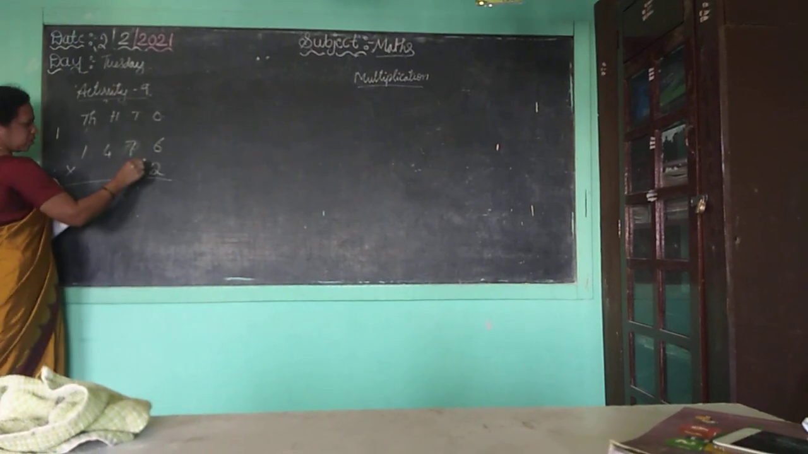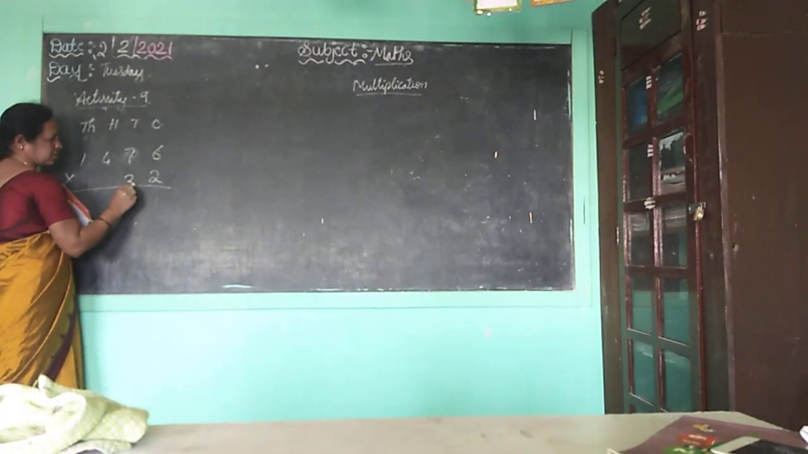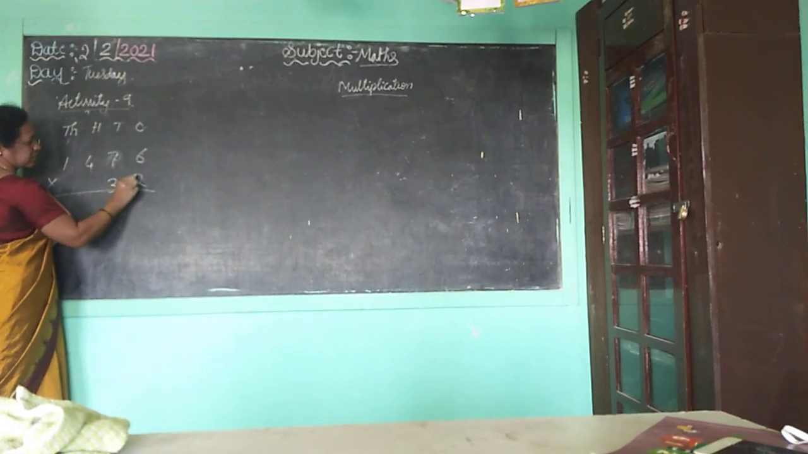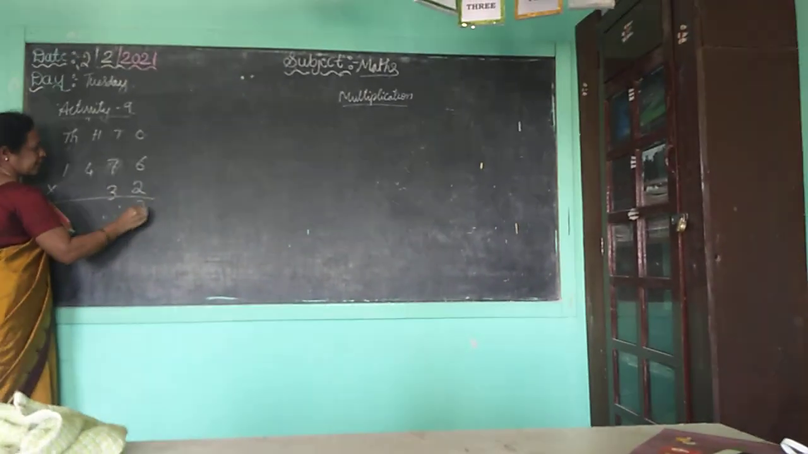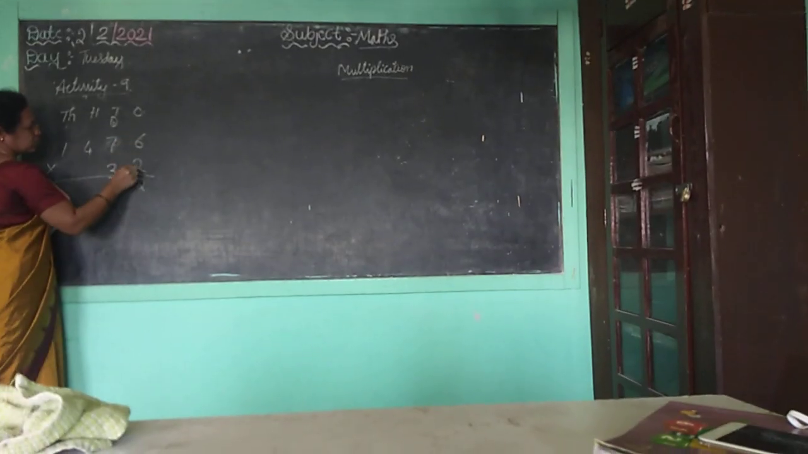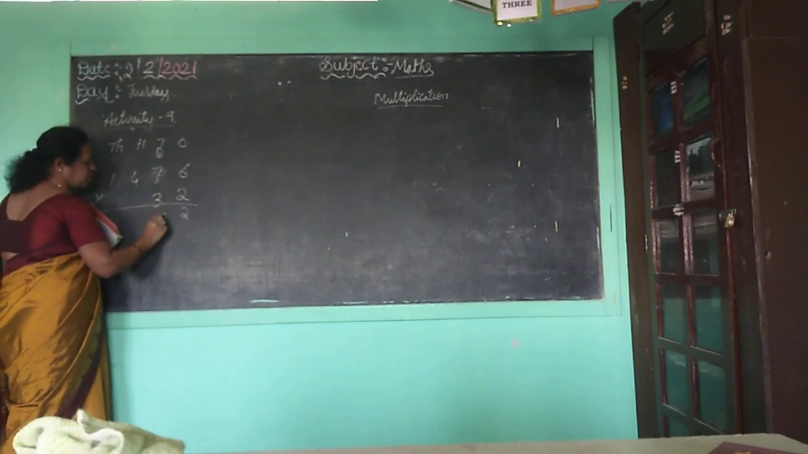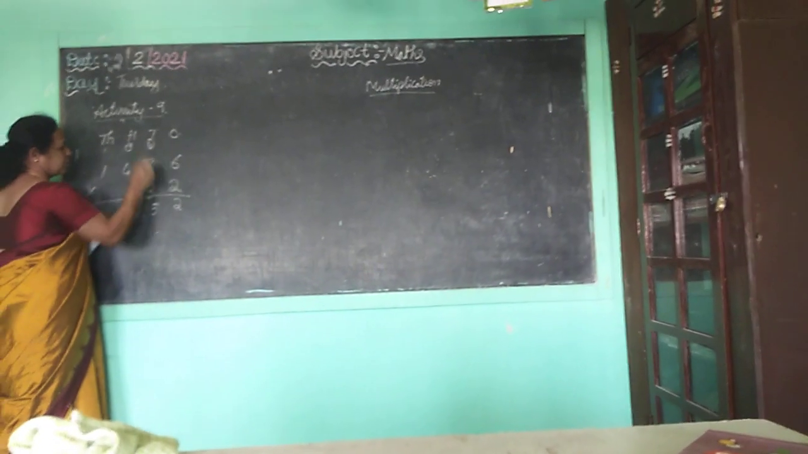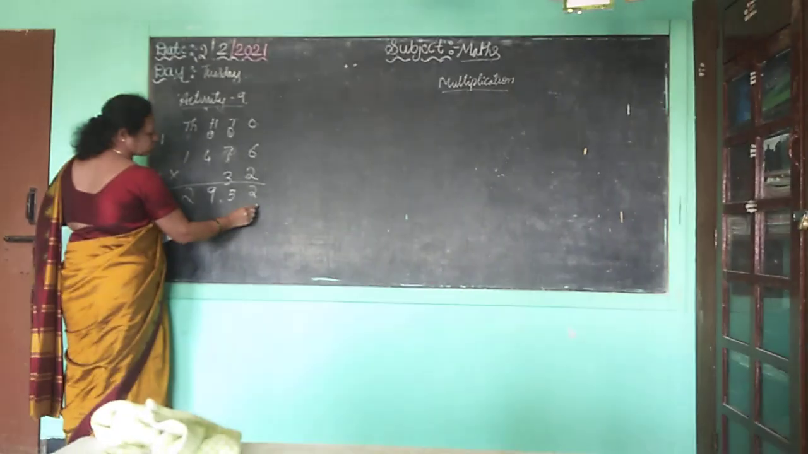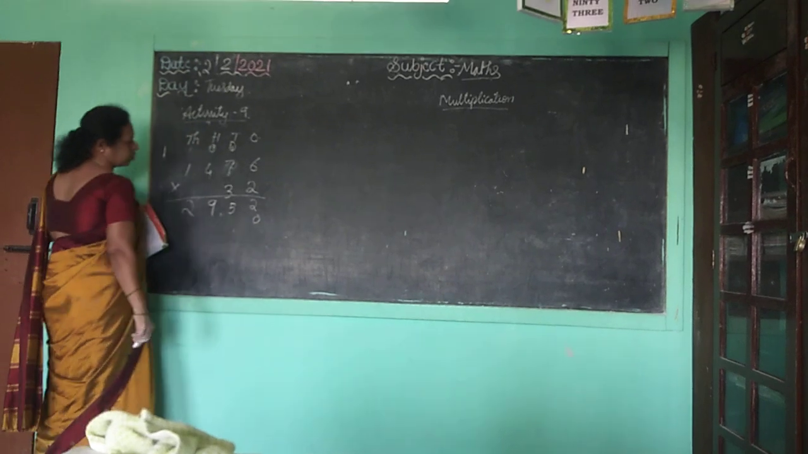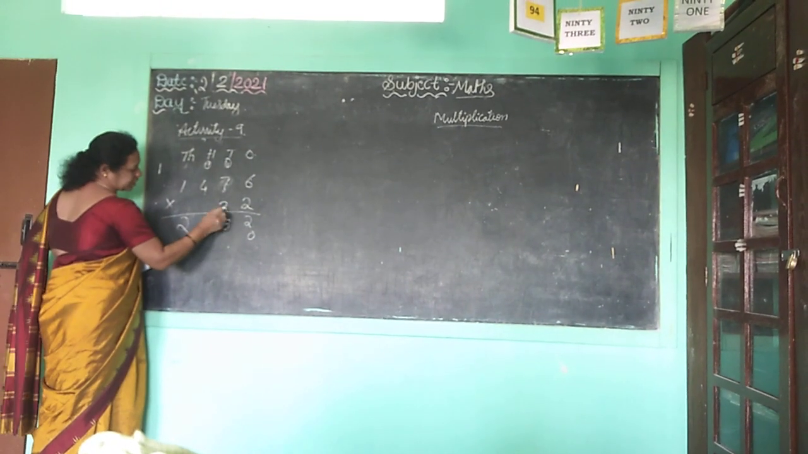Always you have to start from the ones place only, children, then tens, hundreds, thousands. 2 sixes are 12, right? 2, carry 1. 2 sevens are 14 plus 1 is 15, carry 1. 2 fours are 8 plus 1 is 9. 2 ones are 2. Now the ones place is over. What do we do? We put 0. Okay. Now start from the tens place.